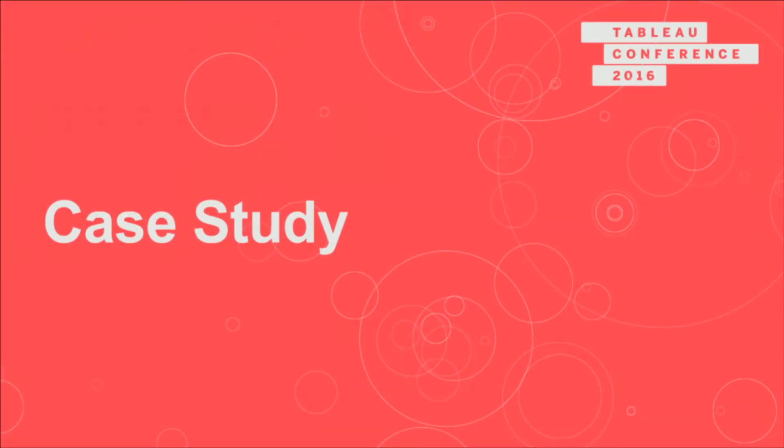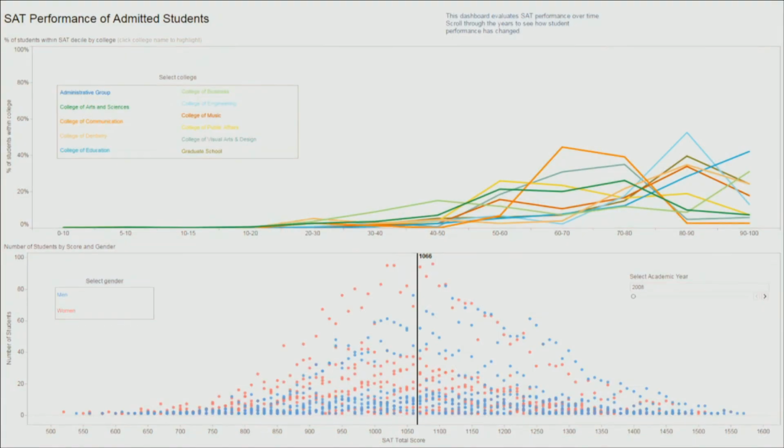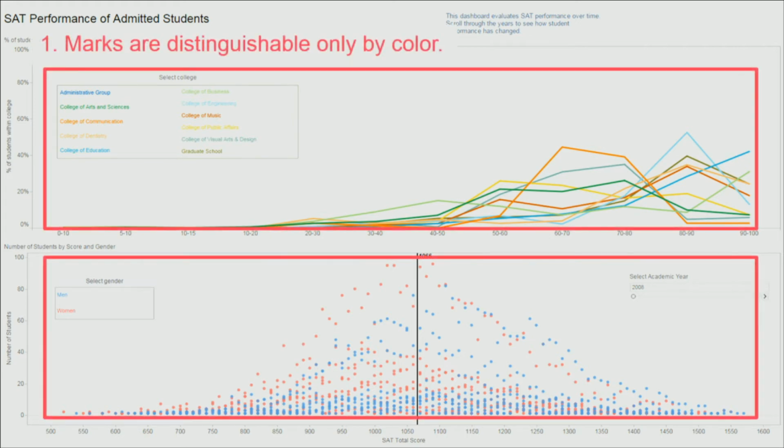All right, so let's look at a case study. I actually took a viz and figured out what was wrong with it from an accessibility point of view and then transformed it. So we're gonna go back to our old friend, the SAT example that I showed earlier. And so let's look at what issues it has from an accessibility point of view. So the first, we've already talked about this one several times, is that the marks are distinguishable from each other only by color. This violates one of the guidelines.